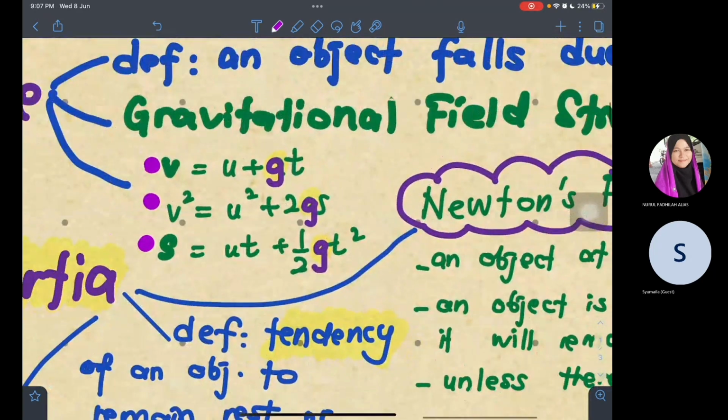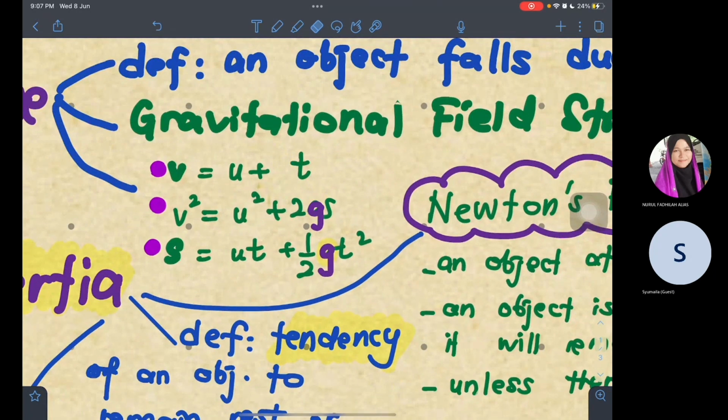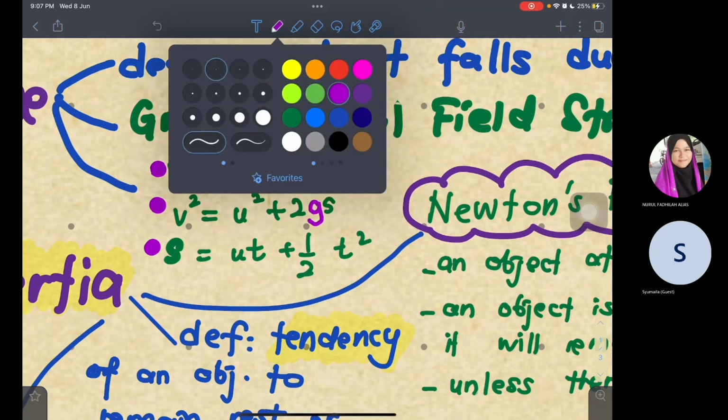Bezanya kat sini, yang tadi A tu, kita jadikan G. Tadi it was A kat sini. A tu for acceleration. Tapi, bila kita nak guna equation ni, the acceleration is G. Yang ni, V squared equals to U squared plus 2GS. Ini G. A tu jadi G. S tu adalah displacement. Nanti kita tengok contoh soalan.